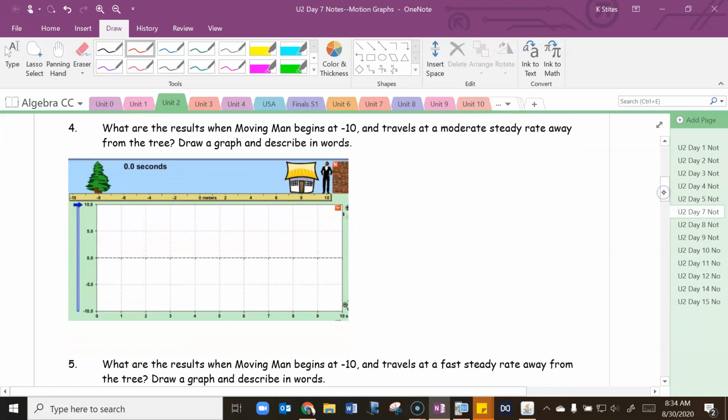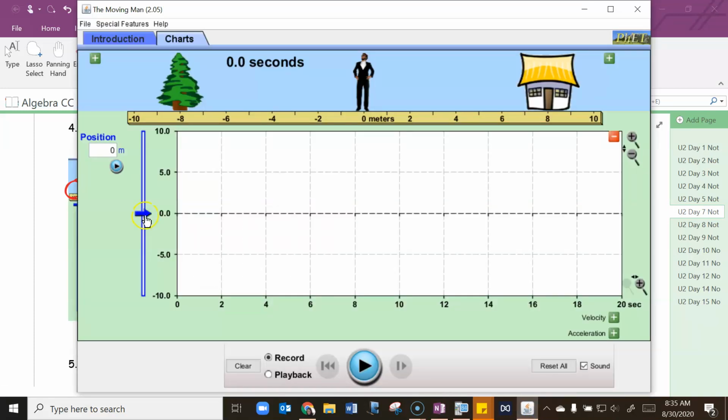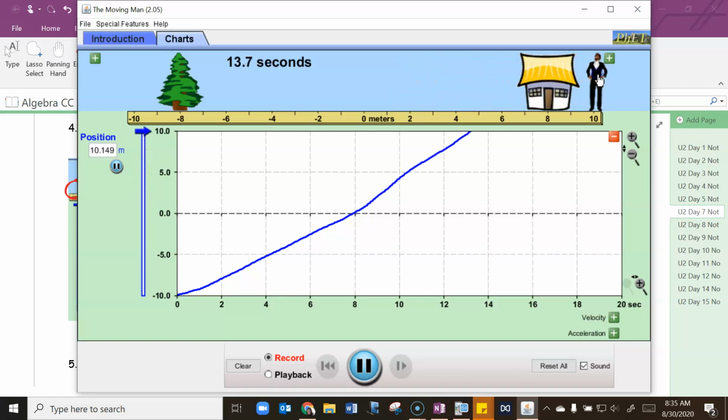So the first thing we're going to do is see what happens when Moving Man begins at -10. So he'll be over here. I'll move him there in a second. And he travels at a moderate, steady rate away from the tree. All right, so what I'm going to do is move him down to -10. And I'm going to be moving him away from the tree at a moderate rate, meaning just kind of in the middle. Okay, there he goes. He's not moving his arms, but that's all right. Okay, good enough.